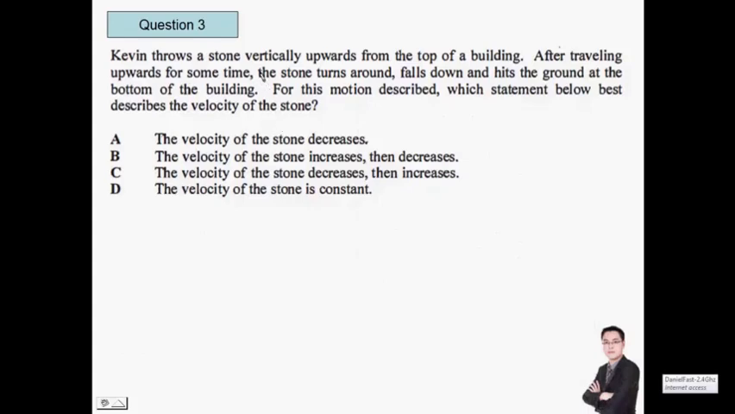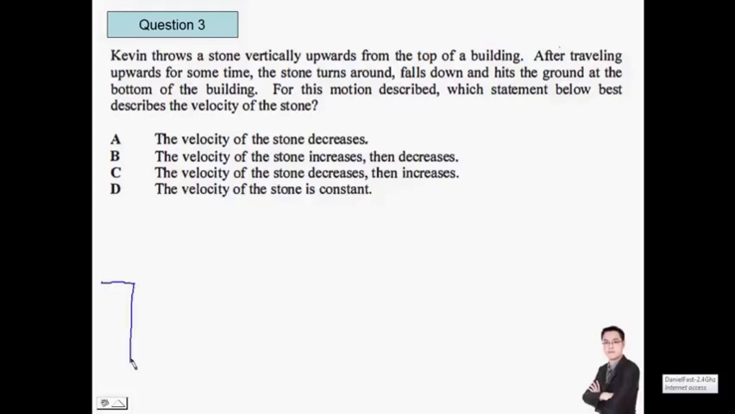Question 3. Kevin throws a stone vertically upwards from the top of a building. After traveling upwards for some time, the stone turns around, falls down, and hits the ground at the bottom of the building. For this motion described, which statement below best describes the velocity of the stone?